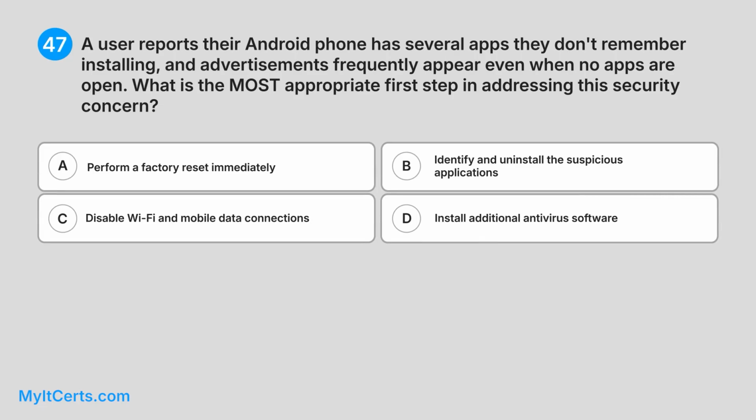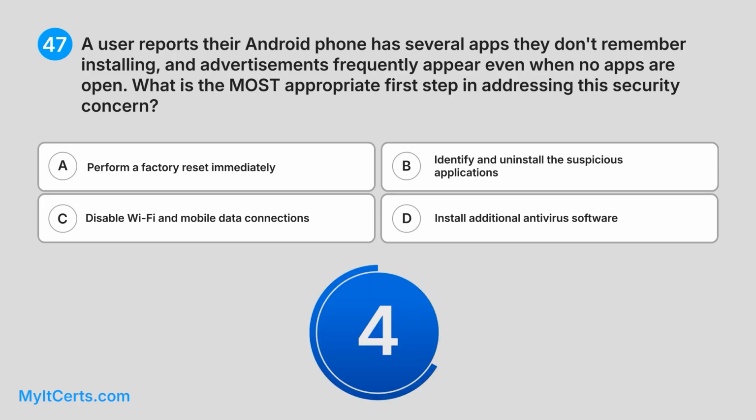47. A user reports their Android phone has several apps they don't remember installing, and advertisements frequently appear even when no apps are open. What is the most appropriate first step in addressing this security concern? A. Perform a factory reset immediately. B. Identify and uninstall the suspicious applications. C. Disable Wi-Fi and mobile data connections. D. Install additional antivirus software. What do you think is the answer?